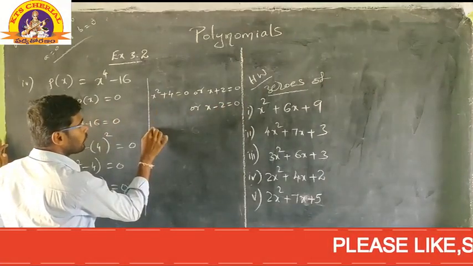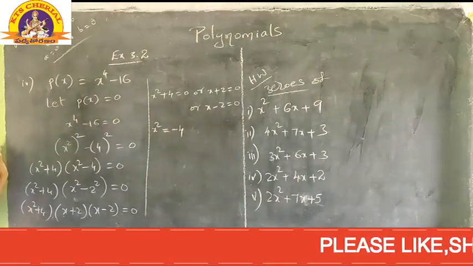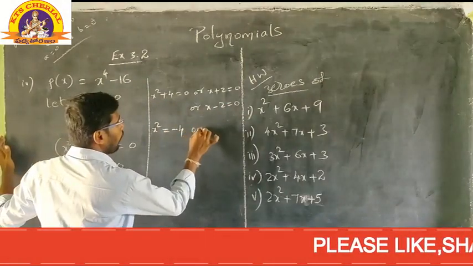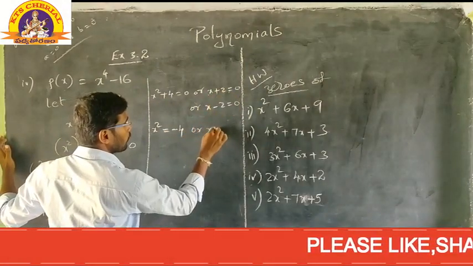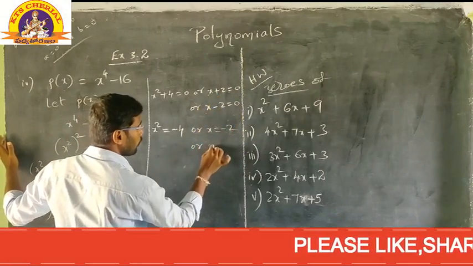x square plus 4 equals 0 means x square equals minus 4. Or x plus 2 equals 0 means x equals minus 2. Or x minus 2 equals 0, what do you get?